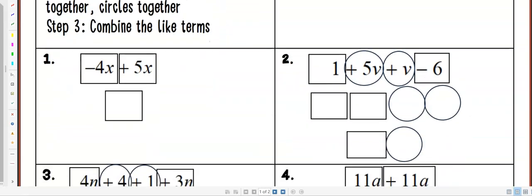So on number one, we have negative 4x and a positive 5x. I know it's read as negative 4x plus 5x, but going forward, I'd like you to think of this as negative 4x and positive 5x. These are both like terms. They both have x as a variable, so we can go ahead and combine these. So negative 4x, positive 5x, we have more positives, so we're going to take 4 from the positive, so we're left with 1x. Positive 1x.